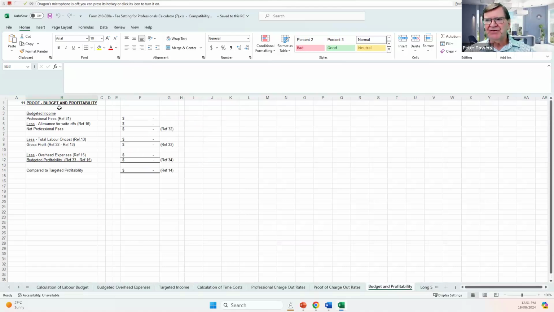And the system will then produce the overall budget and profitability report. The professional fees are calculated. If there's been an allowance put in for write-offs, that will go in. The net professional fees are calculated, less the labour on cost and the total labour and on cost. The gross profit less the overhead expenses. This is the profitability that should be achieved. That should be achieved to the target. The only variation would be the allowance for write-offs. Now, you may have adjusted your targeted profitability to reflect the allowance for write-offs. That's up to you in the fine-tuning.